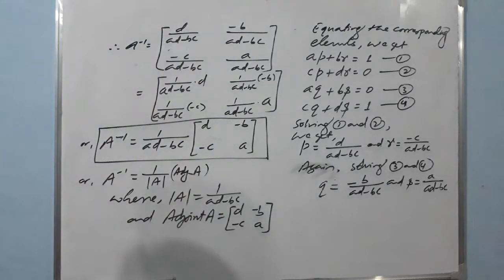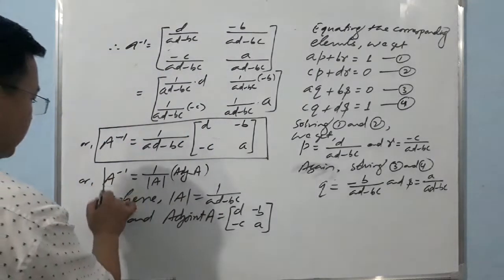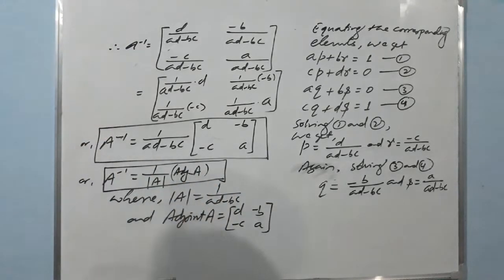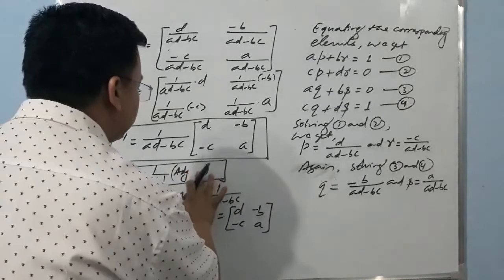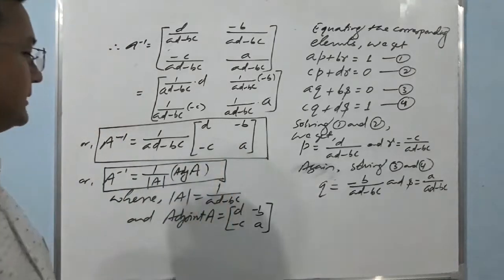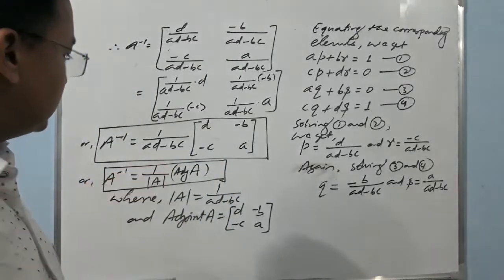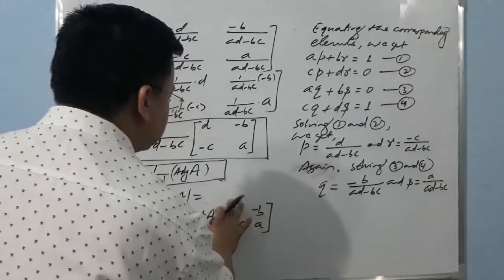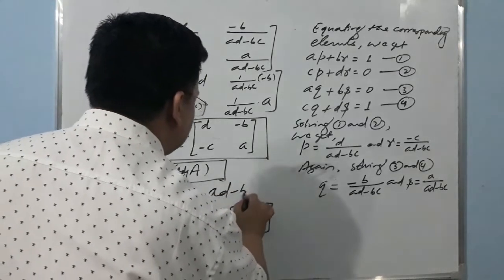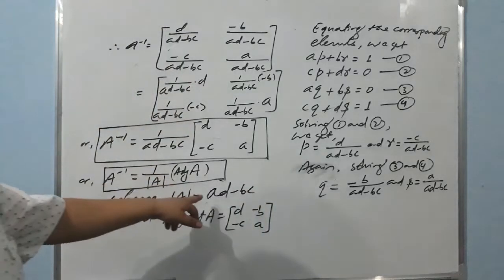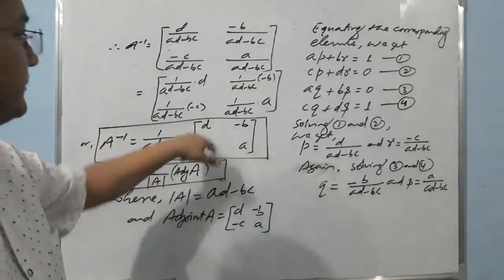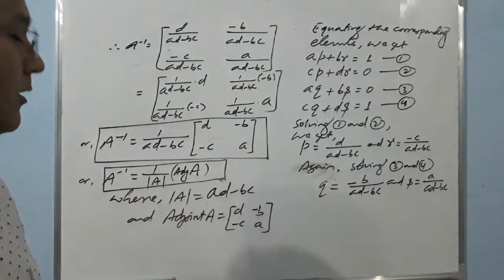Now I think you understood. You may keep this in a box, marked CTM, committed to memory. You need to memorize the adjoint of A. Sorry, here it is not 1 upon the whole, it is simply AD minus BC. The determinant of A is equal to AD minus BC, and this matrix is called the adjoint of A.